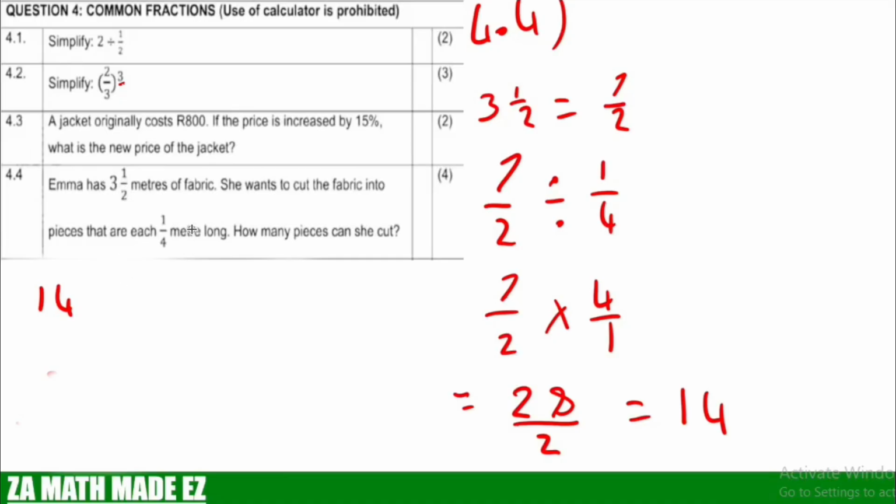So there are 4 quarters in 1 meter. So it's 4, 8, 12. That's 12. And then a half is 2. That'd be 14. So this answer is correct.